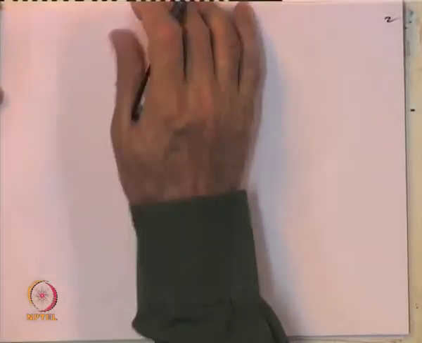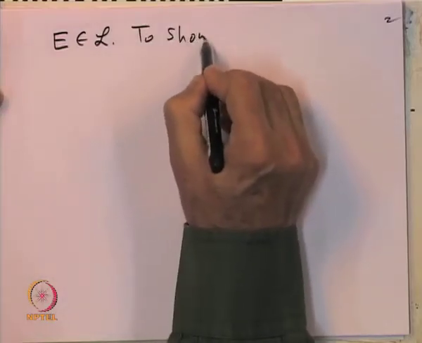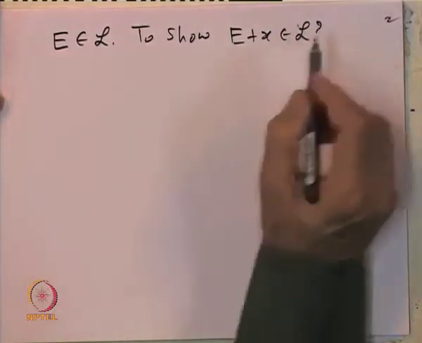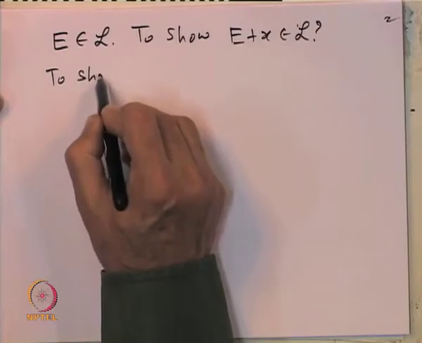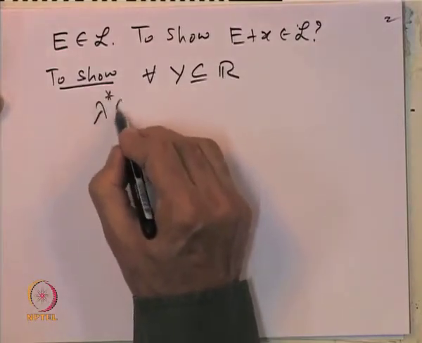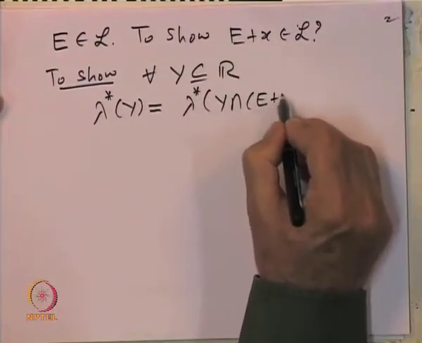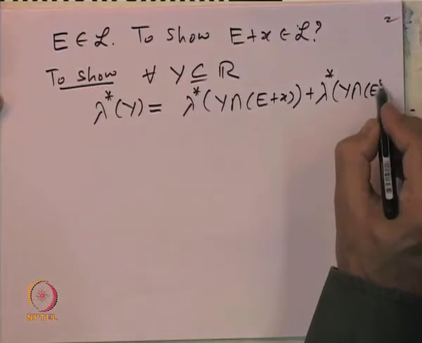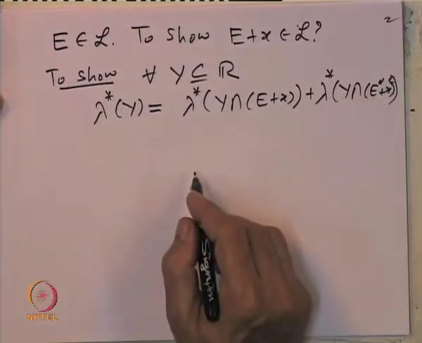So, let us start with a set E which is Lebesgue measurable to show that E plus x is also Lebesgue measurable. So, this is the question. To show that, recall the definition of a measurable set. We have to show that for every subset y of the real line, we should have the Lebesgue outer measure of y equal to the Lebesgue outer measure of y intersection E plus x, plus the Lebesgue outer measure of y intersection the complement of E plus x. So, that is what we have to show.